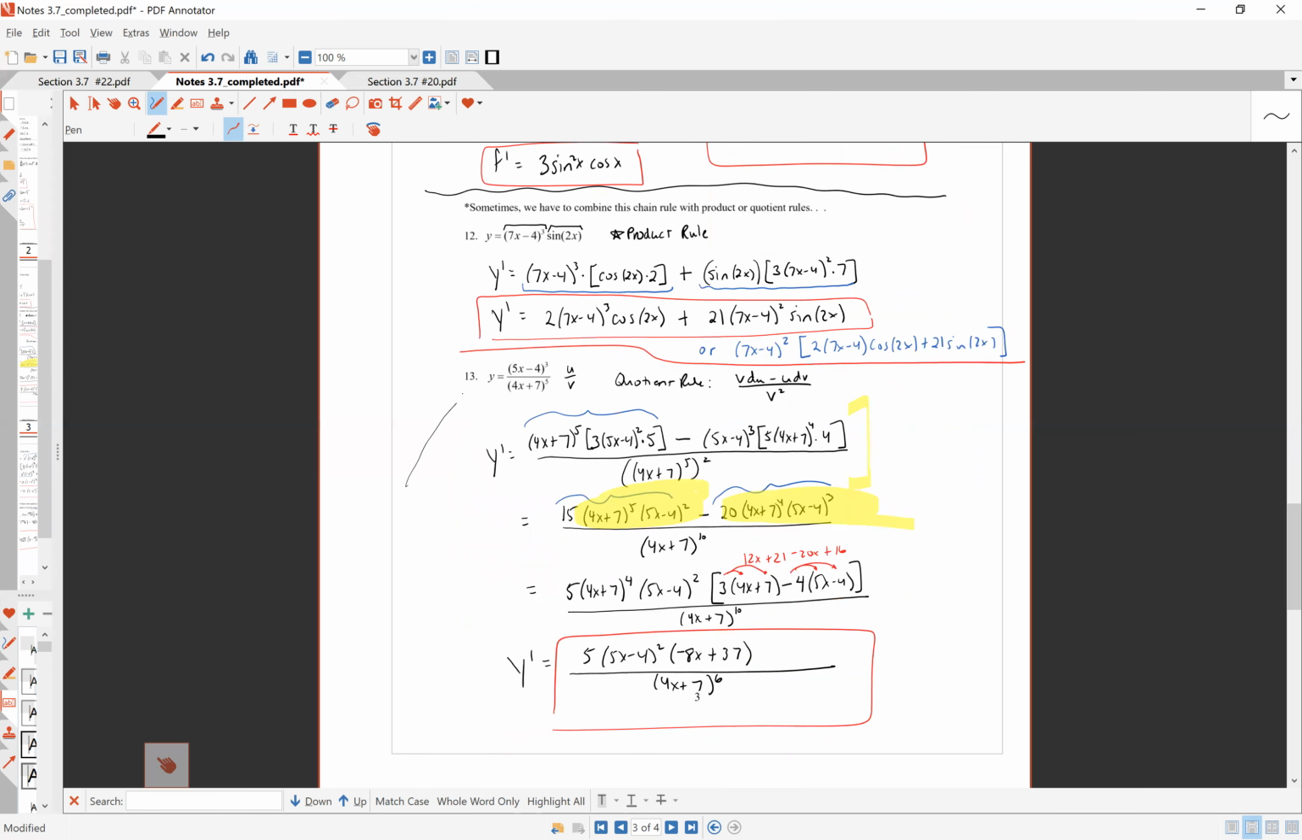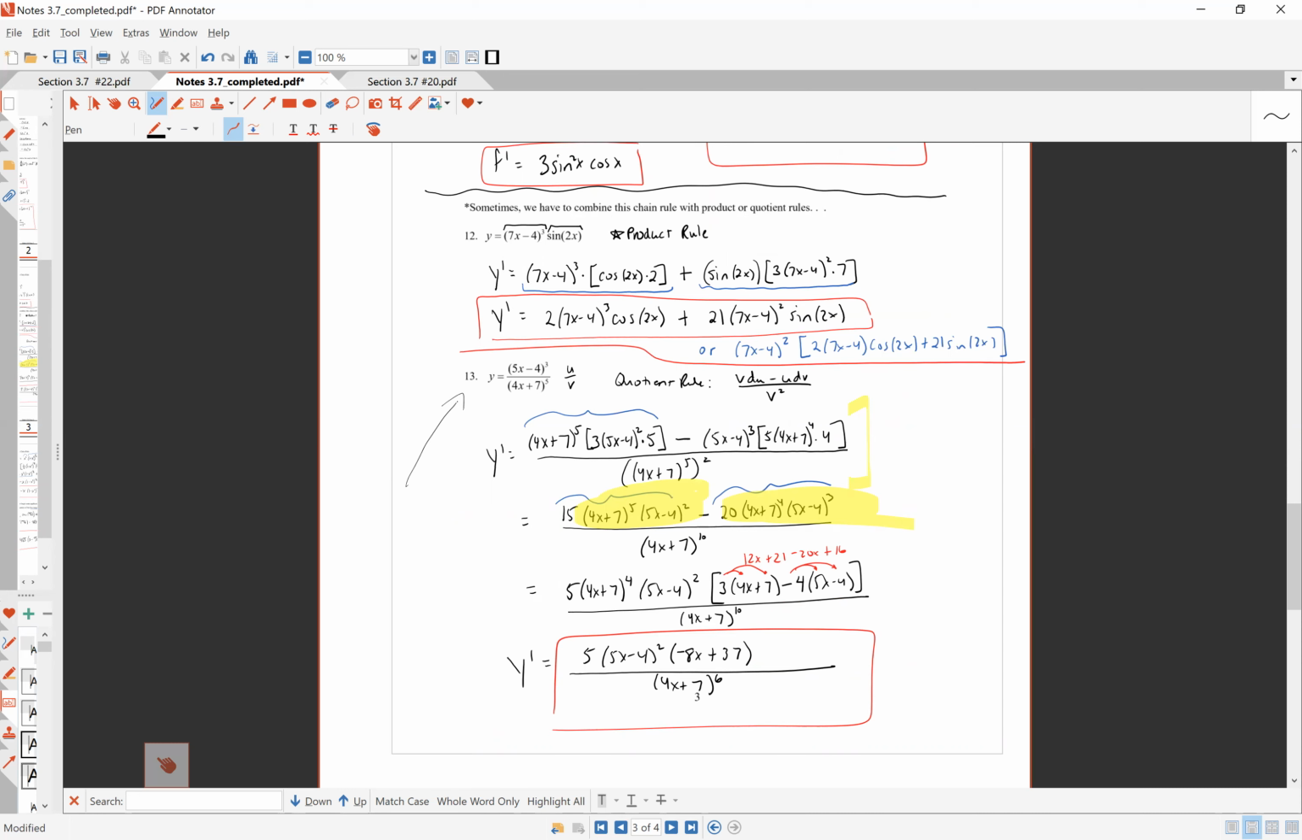So here's another one without the chain rule. That would be kind of a painful problem. It's a quotient: 5x minus 4 raised to the third power over 4x plus 7 raised to the fifth power. If we didn't have the chain rule, how would we take the derivative of that function?